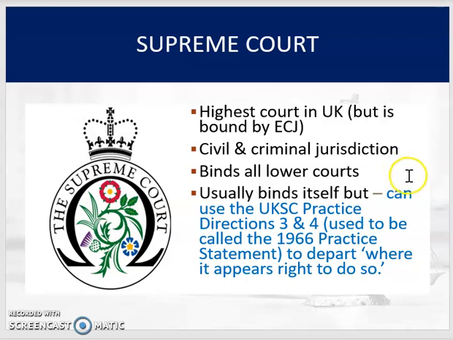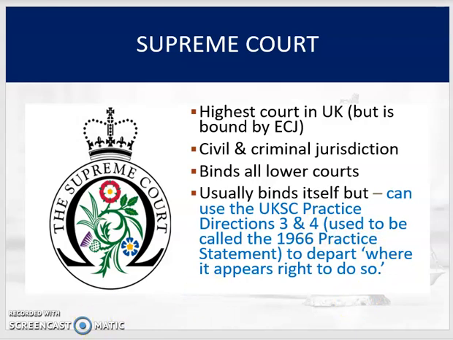But just so you are aware, it can use what we call the UK Supreme Court Practice Directions 3 and 4 to depart from its previous decisions, which basically means it can overrule itself, quote, where it appears right to do so. The practice directions, I've put here in brackets, used to be called the 1966 Practice Statement, so if you see that appearing anywhere, that's what that means. So what we're saying is this court binds all lower courts and it usually binds itself, but in exceptional circumstances, it can get rid of or overrule its own previous decision using this practice direction where it appears right to do so.